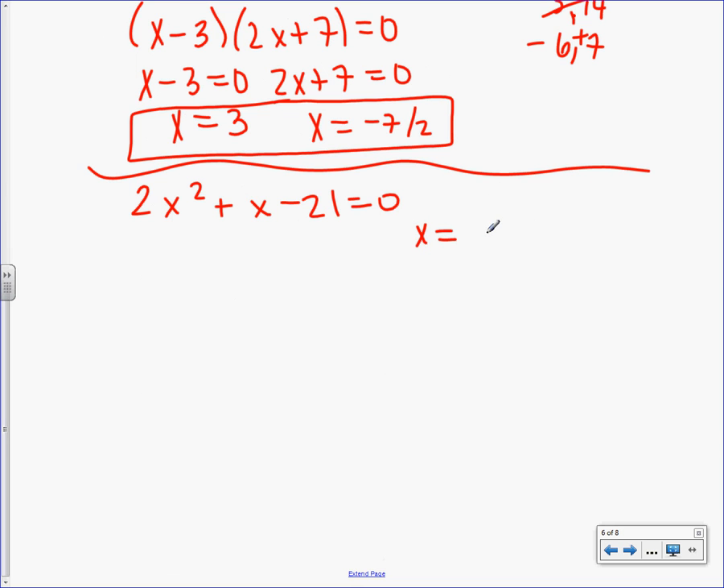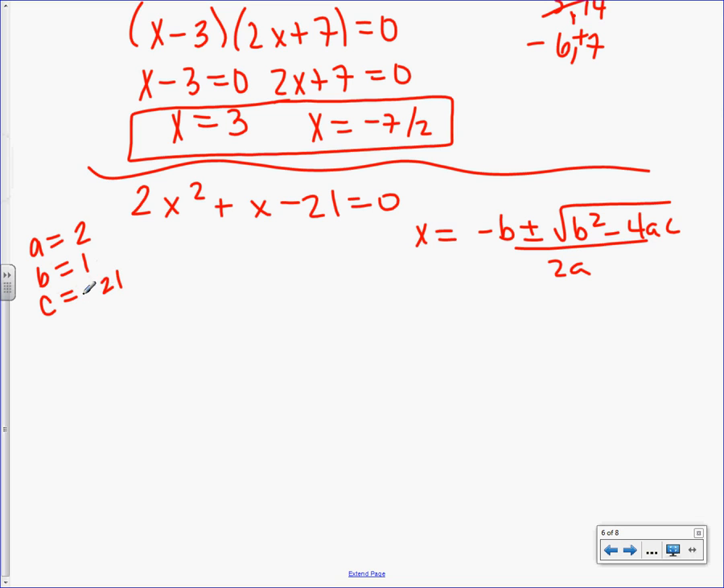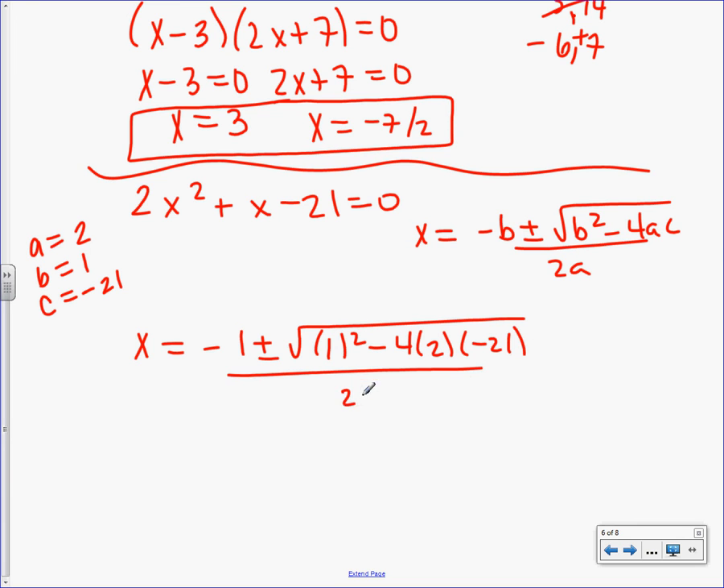So quadratic formula, x equals negative b plus or minus square root b squared minus 4ac all over 2a. That's your quadratic formula. So in this question, what's a? 2, b, 1, c, negative 21. I'm just going to substitute. Okay? So x equals negative b is going to be negative 1 plus or minus the square root of 1 squared minus 4 times a times c, all over 2 times a. I didn't do anything fancy. I just plugged it in.